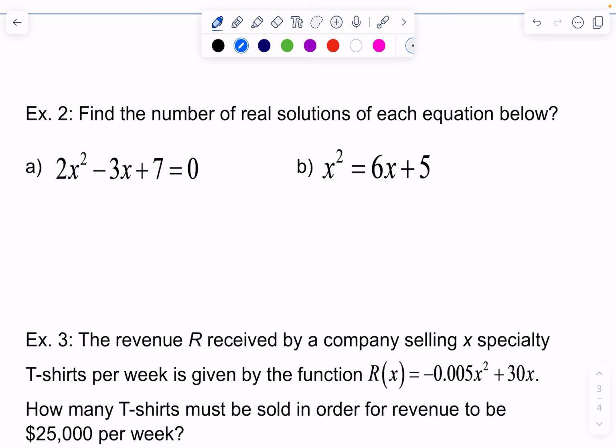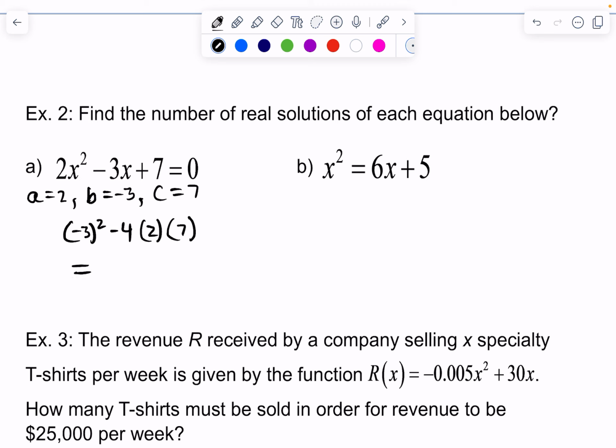Find the number of real solutions of each equation below. Well, I should have just said find the number of solutions because they can be real or imaginary. So let's get right to it. Our first example is in standard form, and my a is 2, my b is negative 3, and my c is 7. So b squared minus 4 times a times c is going to equal 9 minus 56. So 9 minus 56 is going to be negative 47. So that means I have no real roots.